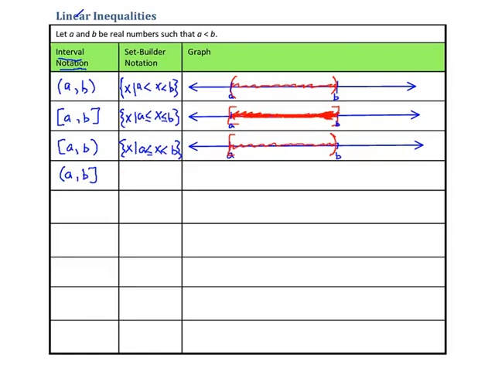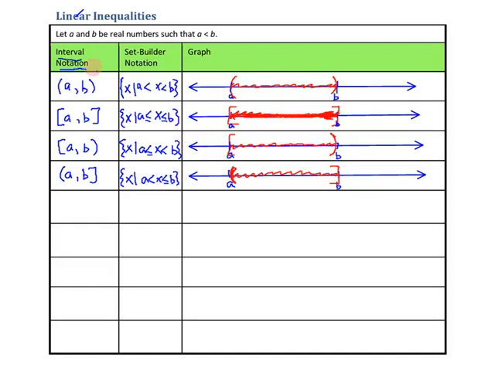Similarly, the interval from A to B included would not include A, so it would be an open interval, a parenthesis here and a bracket here. That set of numbers, which we would denote in set builder notation as the set of all x such that A is less than x is less than or equal to B.